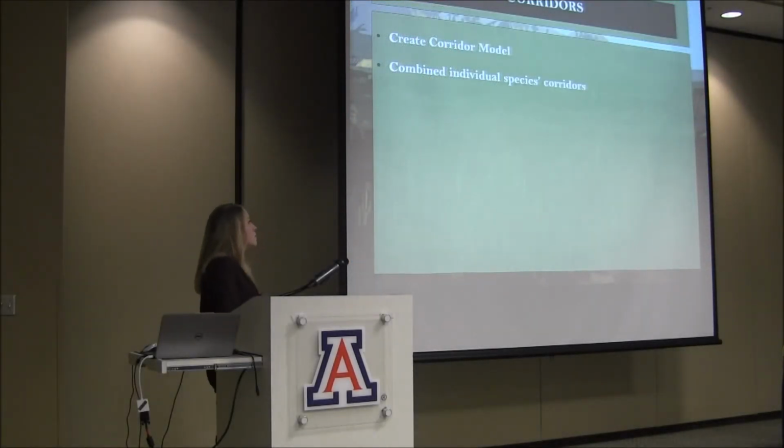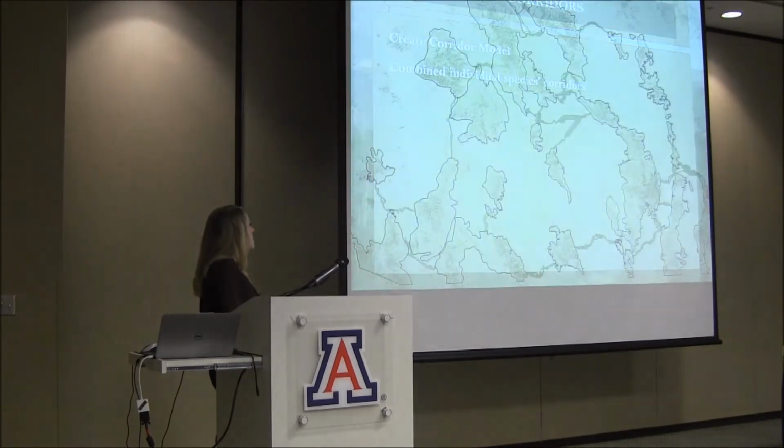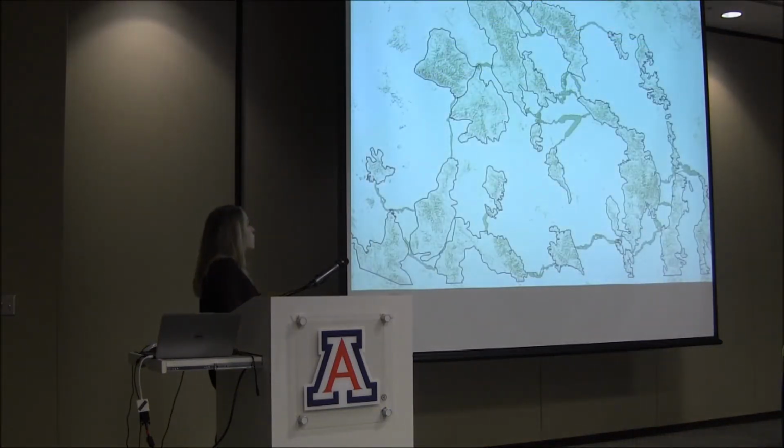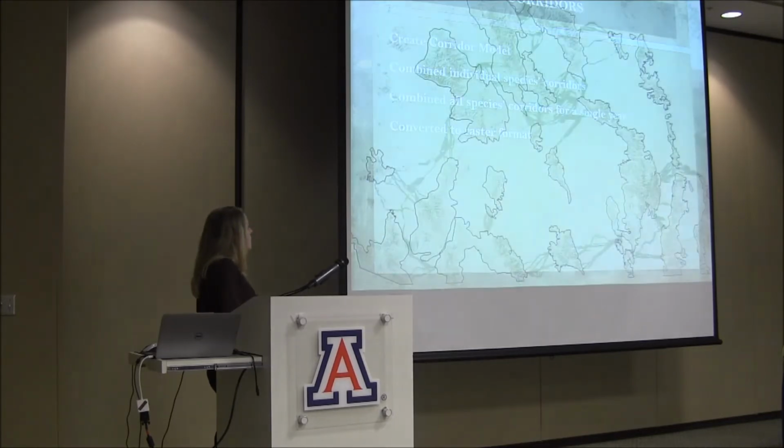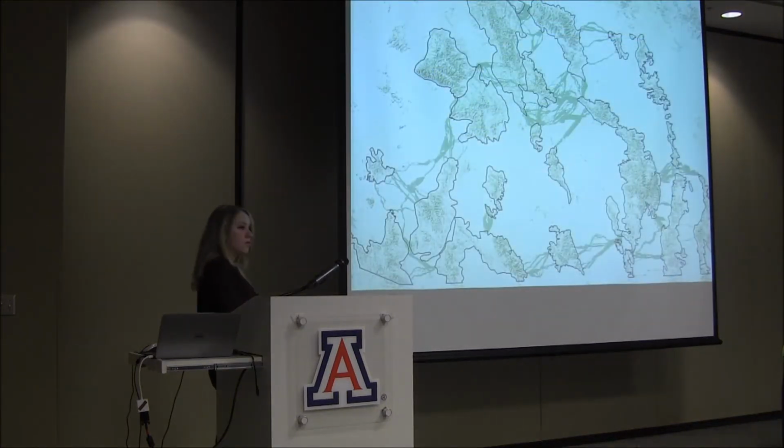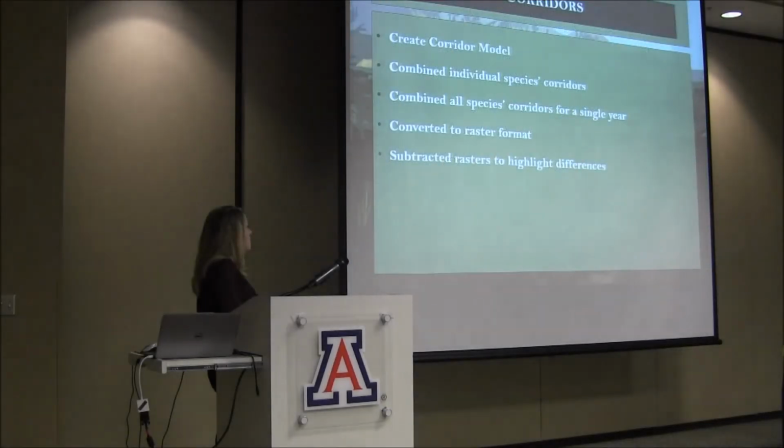From there, these individual species corridors were combined to form a single layer. And these are the corridors for badger for 2011. And then each of these species corridors were combined into a single layer for the year and converted into raster format. So here are the 2011 corridors for all species and the 2050 corridors for all species. Next, in raster calculator, these two rasters were subtracted to highlight differences.